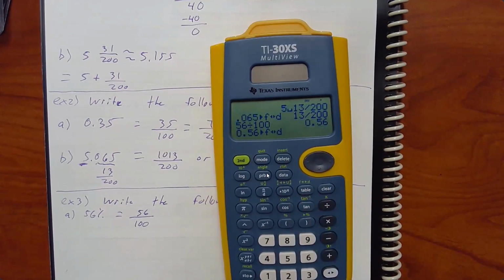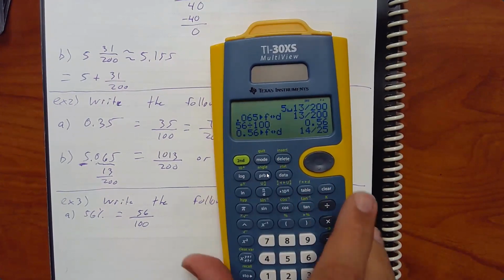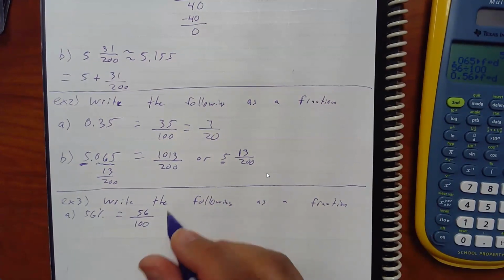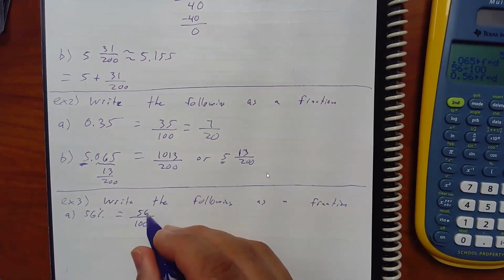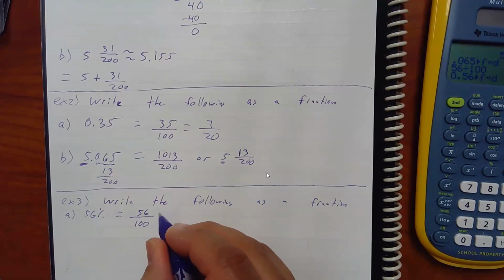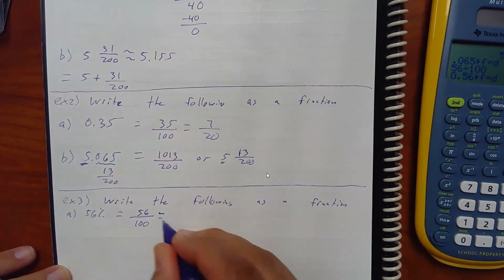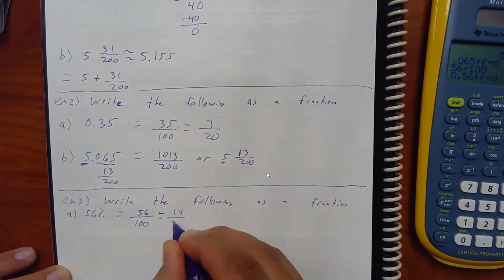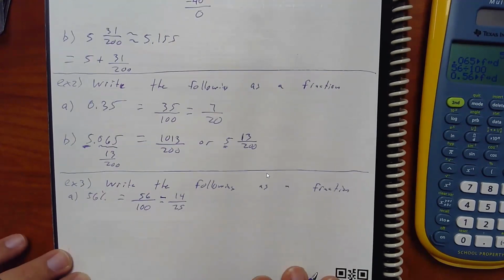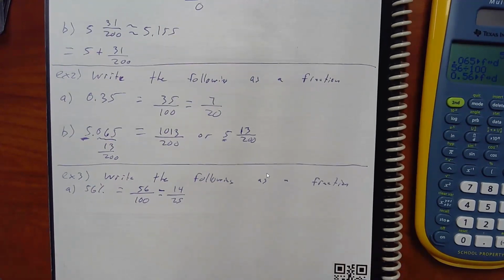Change it to a fraction, 14/25. So divide by, probably 4 would do it. Yeah. Divide both by 4 and you get 14/25, or use your calculator. Okay.